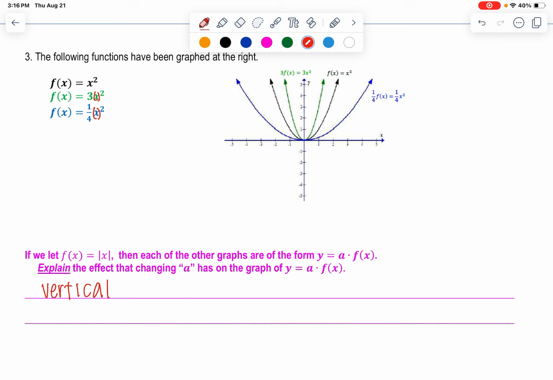And then if you look at what the 3 does compared to the 1/4, the 3 is making the graph look narrower, right? But we don't just say narrower, we say what's happening vertically. It's being vertically stretched. It's like if you were to pull on the top of that from 0, 0, and it's getting narrower because of it. So this is a vertical stretch, S-T-R-E-T-C-H. I have to spell it to myself, sorry. And then that 1/4 is making it wider, which is a vertical compression. So this is a vertical compression, okay? So we have vertical stretch versus vertical compression.